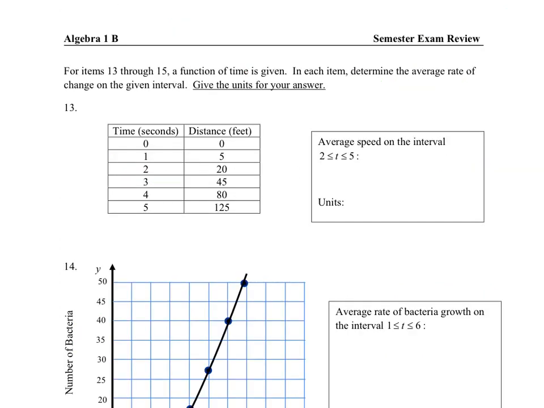For items 13 through 15, a function of time is given. In each item, determine the average rate of change on the given interval. Give the units for your answer. Well, if you remember from when we learned this, average rate of change is very similar to finding the slope.